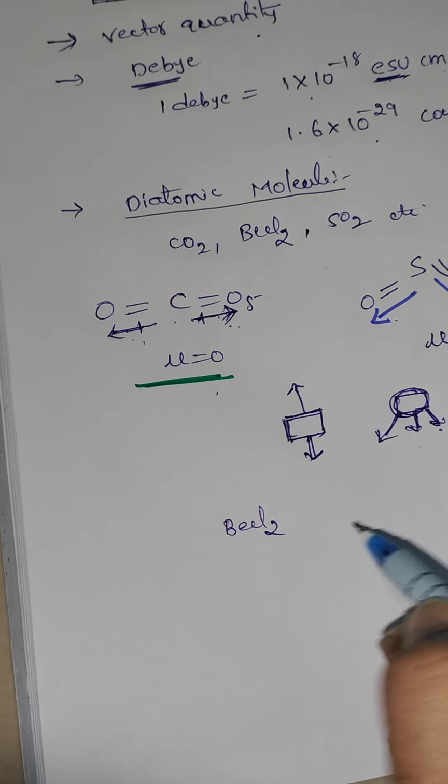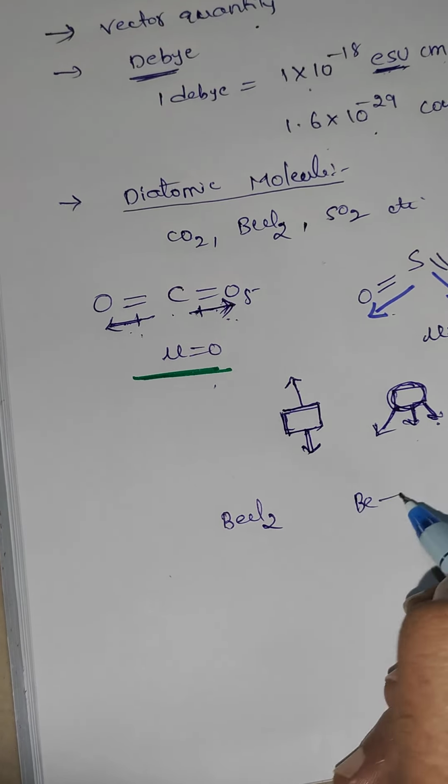Next, one more example, BeCl2 also. Beryllium chloride is the same. Beryllium is less electronegative than chlorine, so the arrow is like this. This is the symbol for dipole moment, and this is also the symbol for dipole moment. Both are in opposite directions, meaning there is no movement. That means the dipole moment is 0.